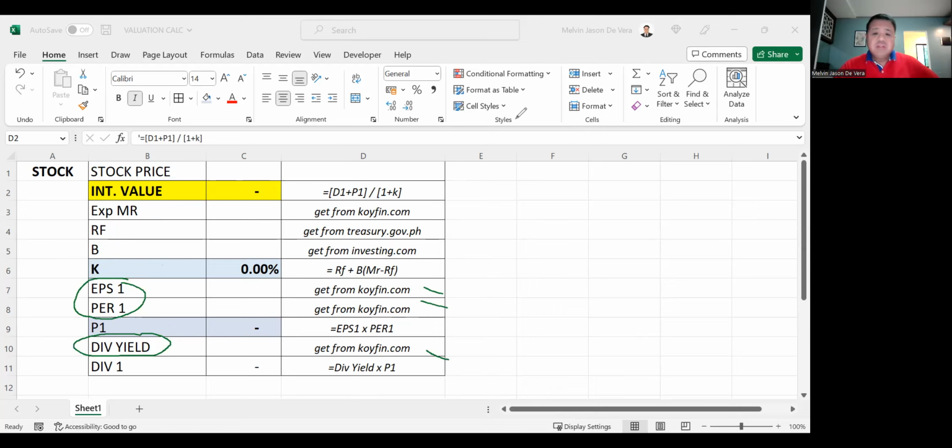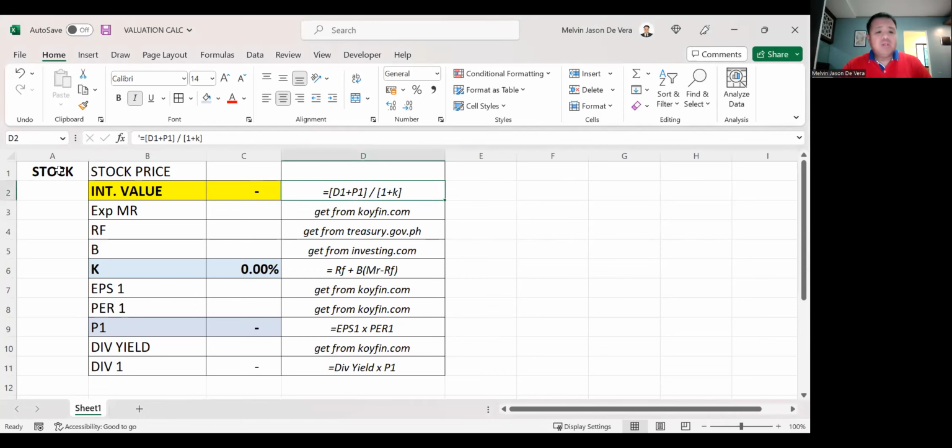All right. That being said, I will expose you to sites where you can get data that needs no paid subscription. Although in Coifin, there is an option to upgrade from free to basic, you actually don't need to if you're just doing basic valuation. Okay. So let's get started. So assuming we're going to analyze JFC, just Jollibee, all right?